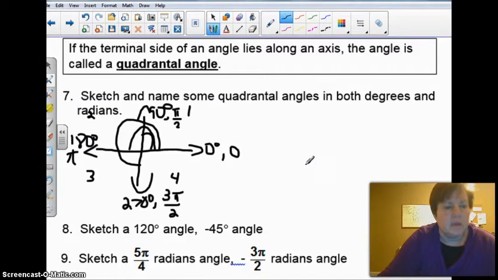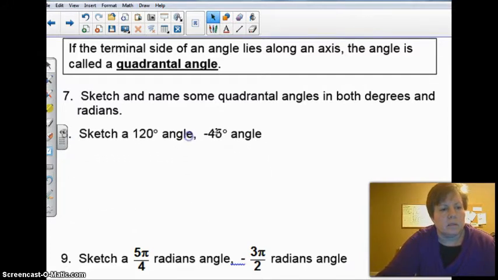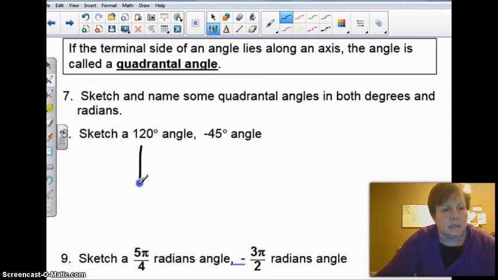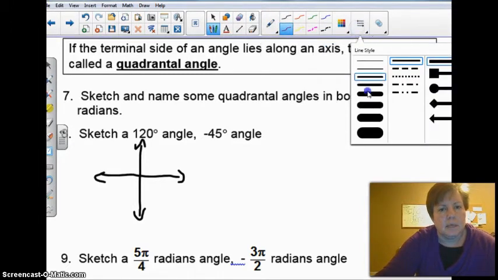Okay, so there's our quadrantal angles in both degrees and radians. Okay, cool enough. All right, let's take a look at this: sketch a 120 degree angle and a negative 45 degree angle. Okay, so again, we're going to start by drawing our axes. Okay, and so it'll stand out a little bit better on this one. Okay, we know we want to begin at, let's see, make it a little bit thicker here.